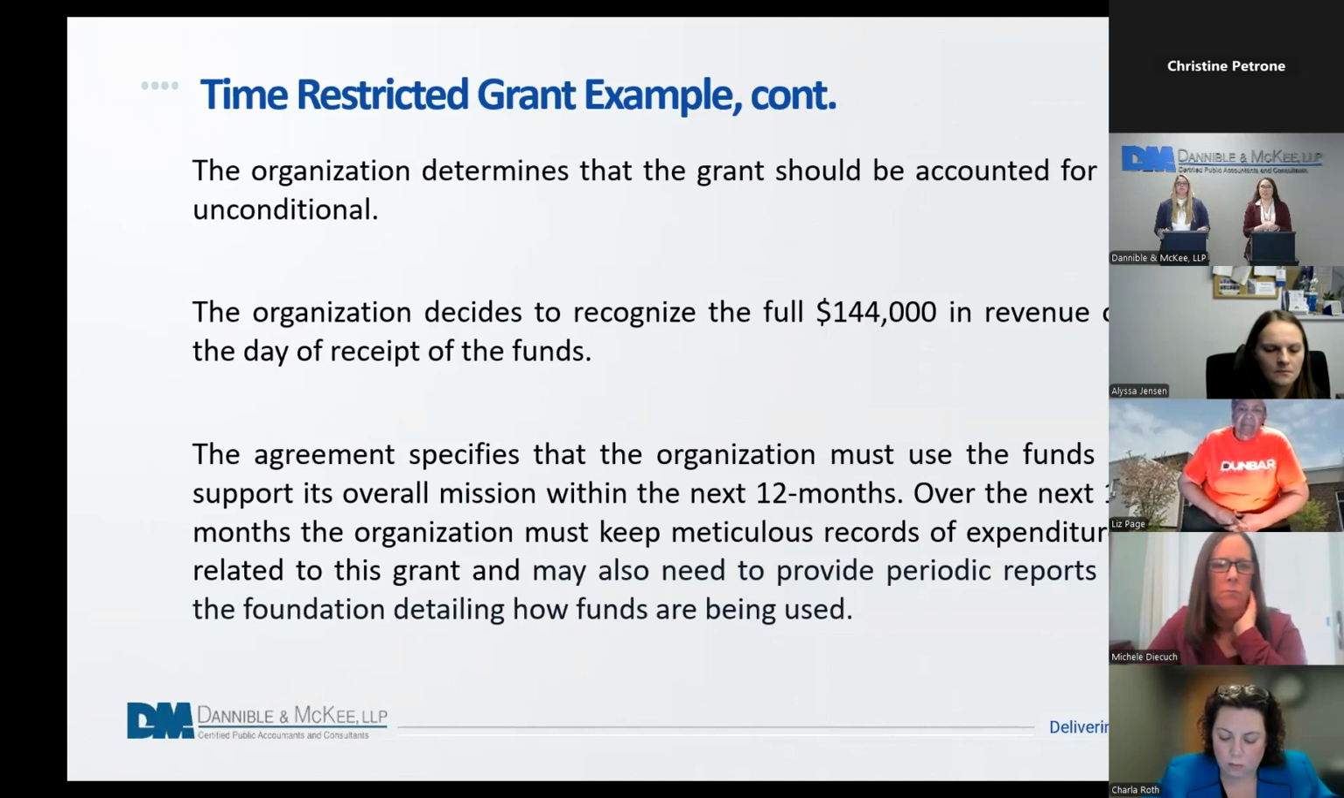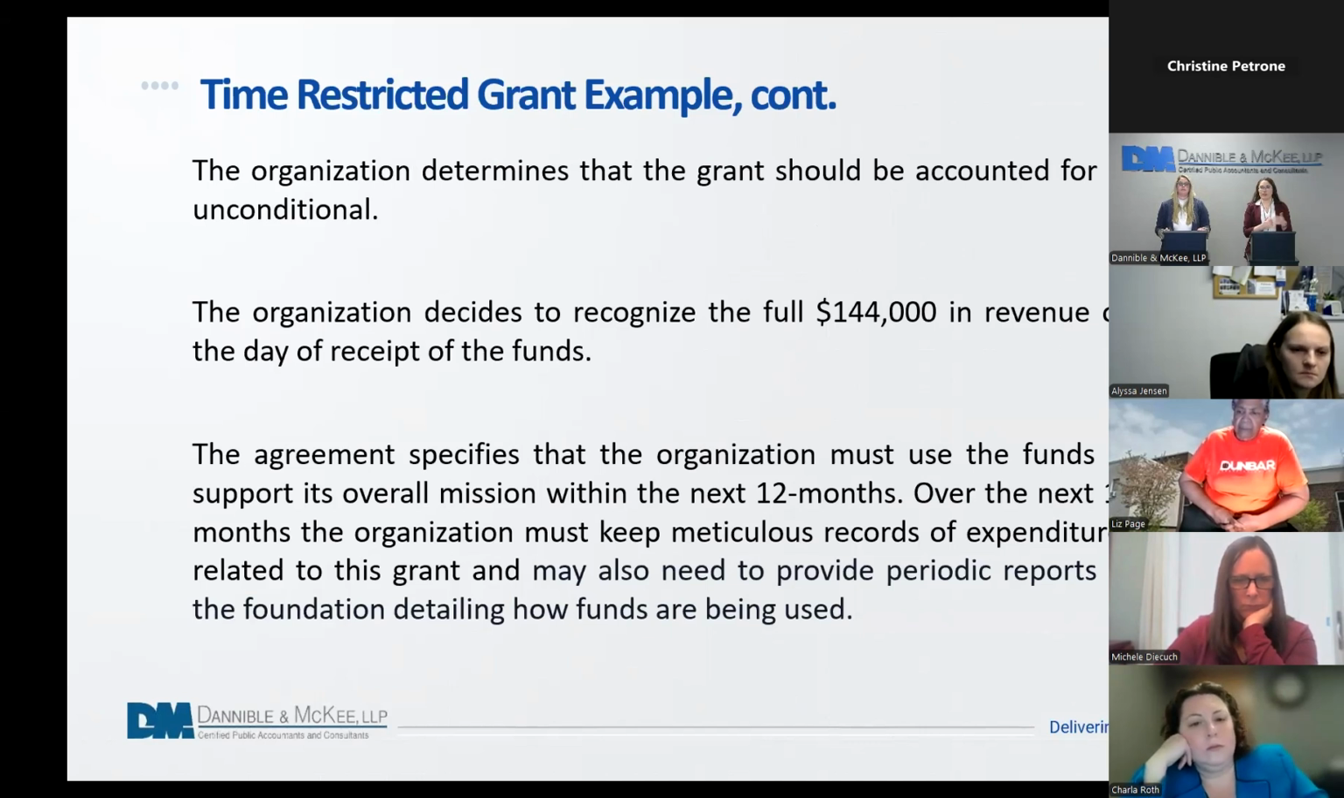If they knew of that ahead of time, if it crossed fiscal years, once they get the unconditional promise to give, they could record a receivable and AR. The agreement specifies that the organization must use the funds to support its overall mission within the next 12 months. Over the next 12 months, the organization must keep meticulous records of the expenditures related to this grant and may also need to provide periodic reports to the foundation detailing how the funds are being used.